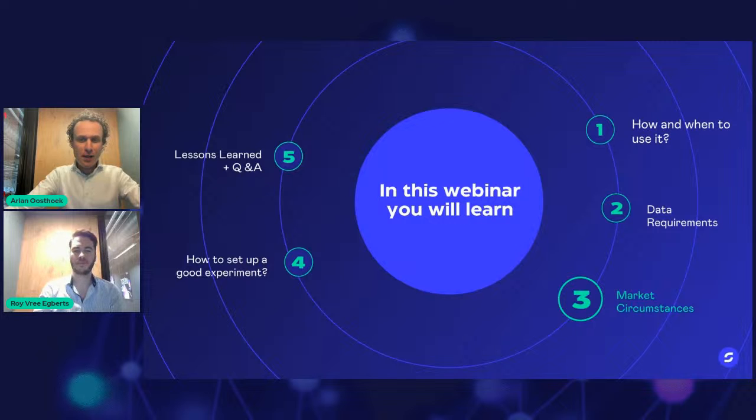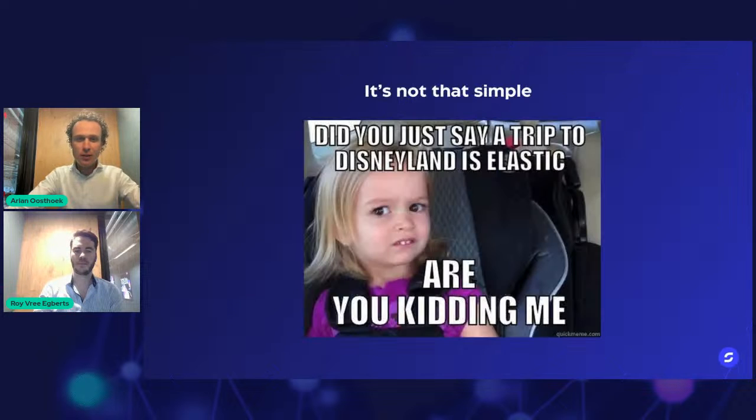To kick off this topic, I would like to share a meme with you. It's a meme I came across on Google, and it's about, did you say a trip to Disneyland is elastic? Are you kidding me? So if you talk about elasticity, and especially in this case about the trip to Disneyland, it really depends on the person you're asking if it's elastic or inelastic. Probably when you ask her dad, then it's elastic. But if you're asking her, she will pay anything to go to Disneyland.